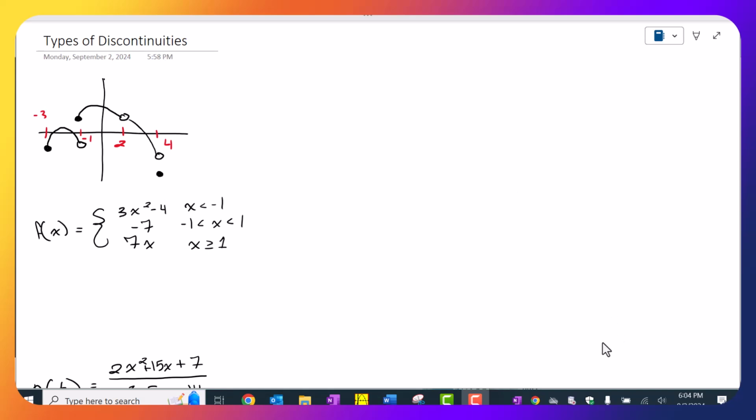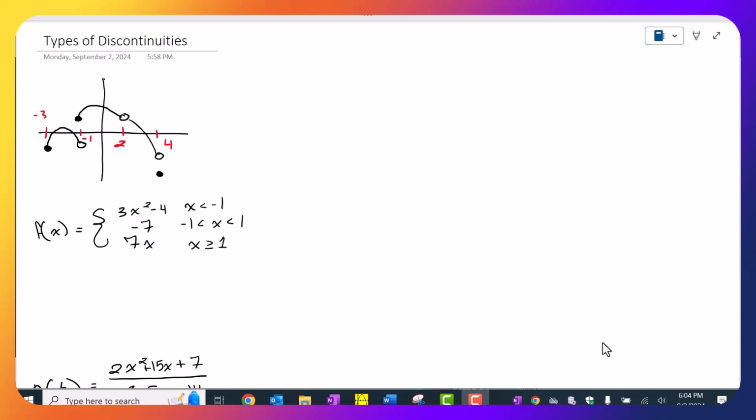Okay. This is going to be sort of an informal talk about discontinuities. I'm not going to go with the formal definition and really finding all the limits. This is a sort of shorthand way to do it, if you want to do it this way as well.